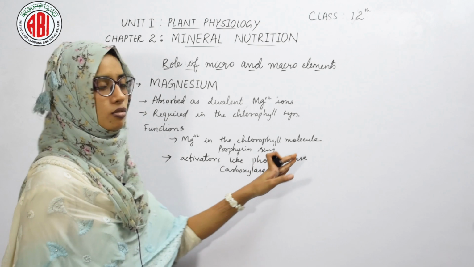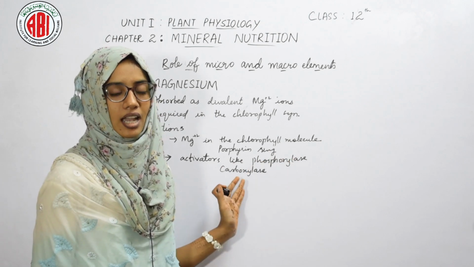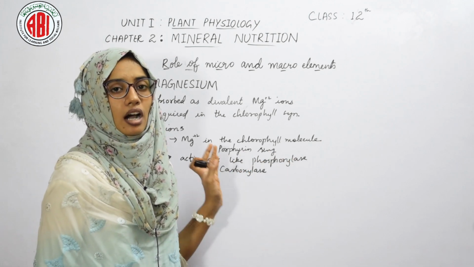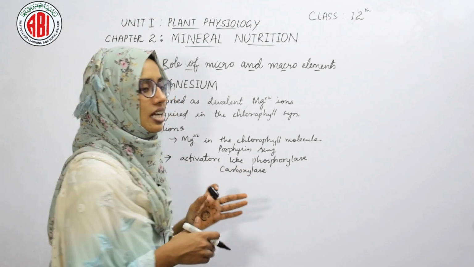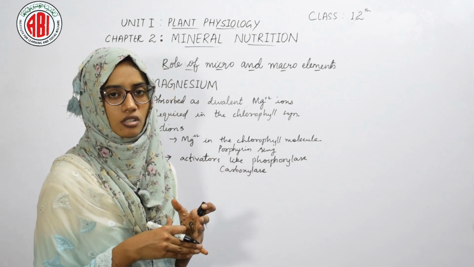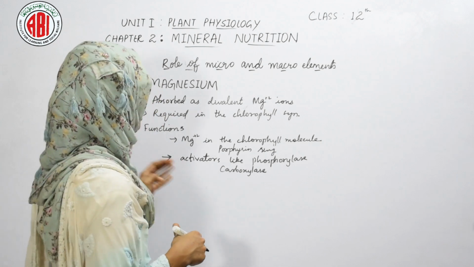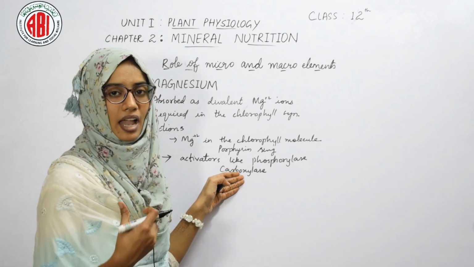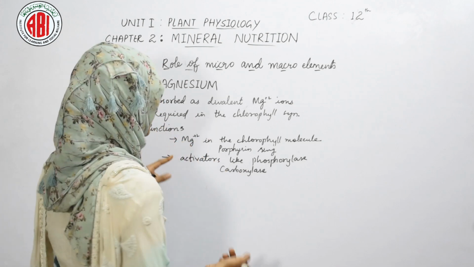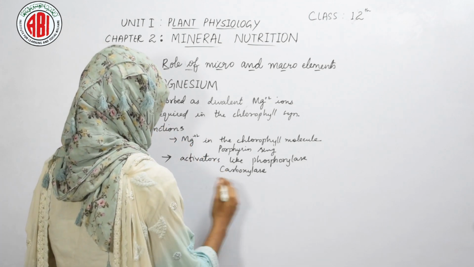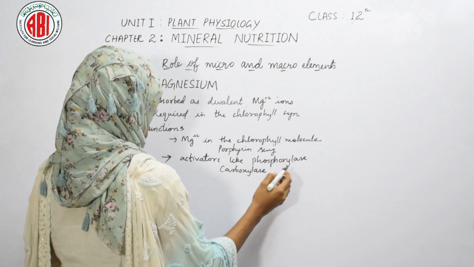The enzymes phosphorylase, carboxylase and many other enzymes are involved in processes like respiration and photosynthesis. So these are enzymes which are activated only in the presence of magnesium ion, and hence magnesium acts as an activator of enzymes.